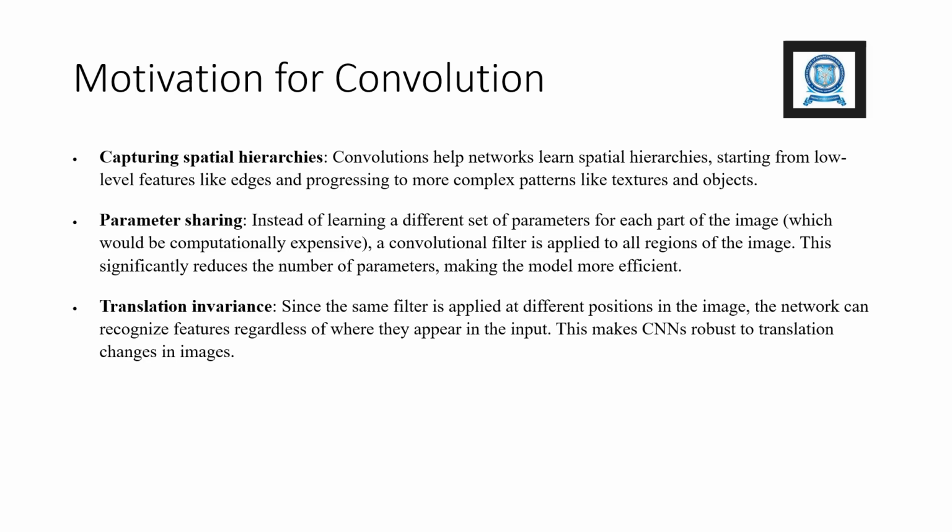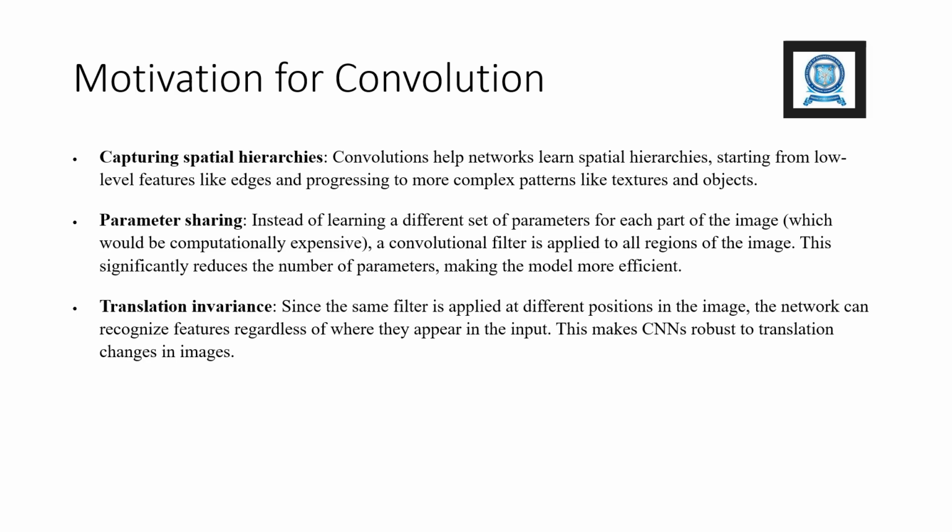Motivation for the convolution operation. Number one, capturing spatial hierarchies. Convolutions help networks learn spatial hierarchies, starting from low-level features like edges and progressing to more complex patterns like textures and objects. Number two, parameter sharing. Instead of learning a different set of parameters for each part of the image, a convolutional filter is applied to all regions of the image. This significantly reduces the number of parameters, making the model more efficient.